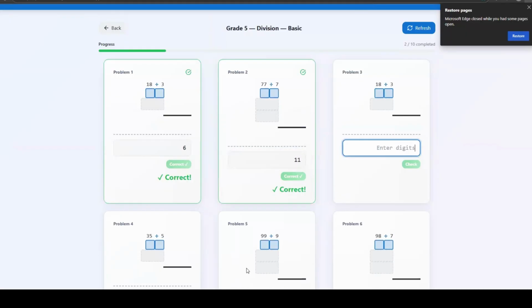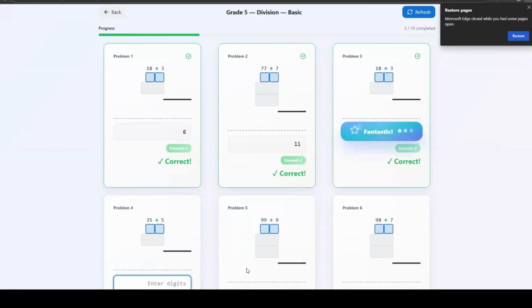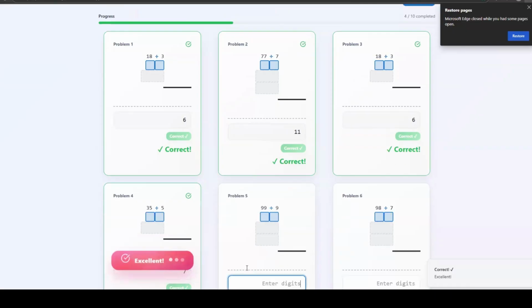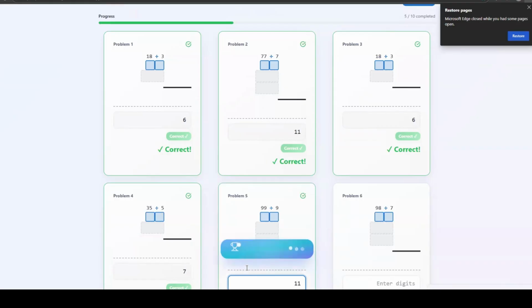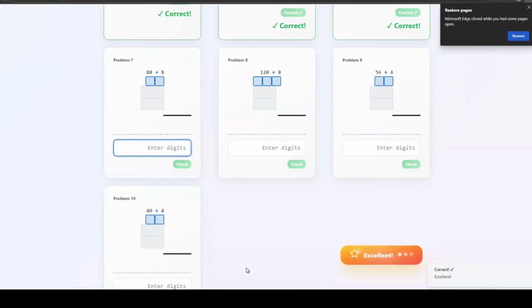18 divided by 3 is 6. 35 divided by 5 is 7. 99 divided by 9 is 11. 98 divided by 7 is 14. 88 divided by 8 is 11.